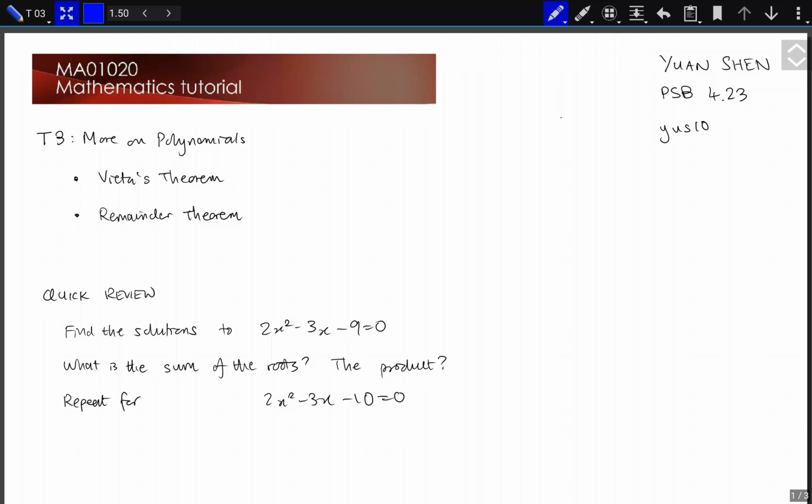So welcome to the third video in our series on polynomials. Previously we've studied quadratic functions, particularly completing the square, and a little bit on multiplication and division of polynomials. Today we're going to extend some of these ideas and state a couple of theorems known as Vieta's theorem and the remainder theorem. This is going to be our first pass at some mathematical theorems.